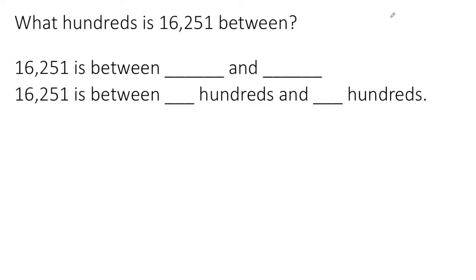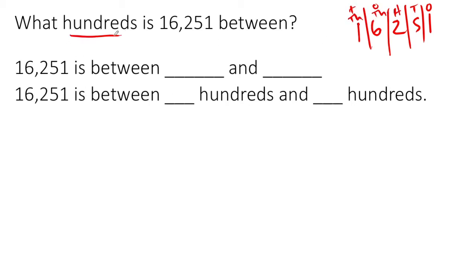Let's do what Mr. Rodriguez taught us one more time. The key is always that place value chart. I'm going to take my number and put it in the chart. This time I see my number goes up to 10,000s, but they want to know what hundreds it's between. We can underline that hundreds place, or we can rewrite our place value chart to just have hundreds inside.